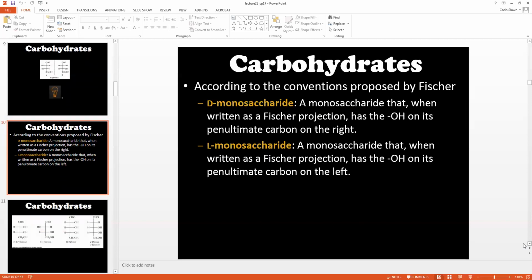So according to the convention proposed by Fischer, a D monosaccharide is a monosaccharide that when written as a Fischer projection has the hydroxyl, the OH, on its penultimate carbon on the right. What does that mean? Penultimate means the carbon before the last. So it's not the last carbon, it's the second to last carbon. Likewise, an L monosaccharide is a monosaccharide that when written as a Fischer projection has the hydroxyl on the penultimate carbon on the left.